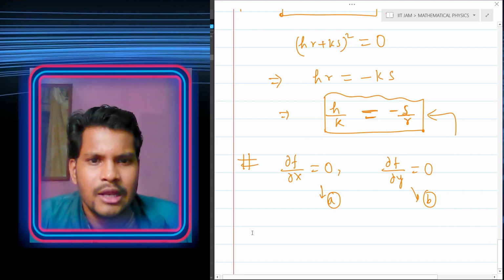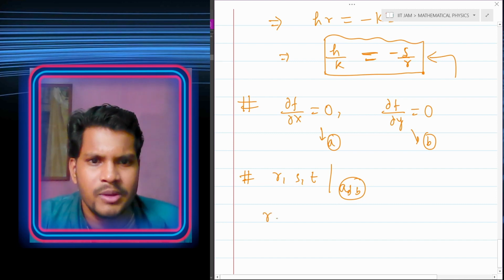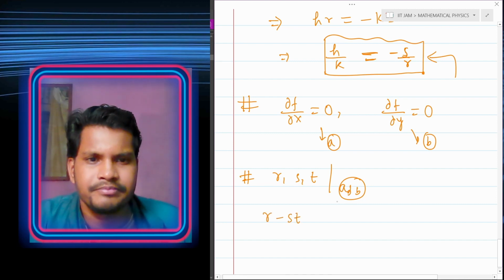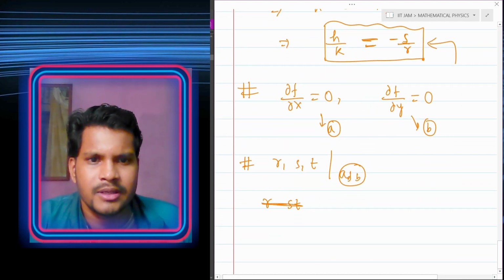And then we can easily calculate this r, s, and t at this point. So whenever you get something, you just put in the values. So if it comes out to be that rt minus s square... yeah, rt minus s square.